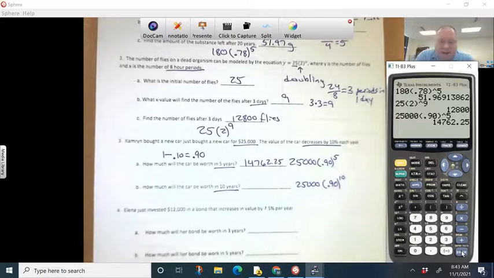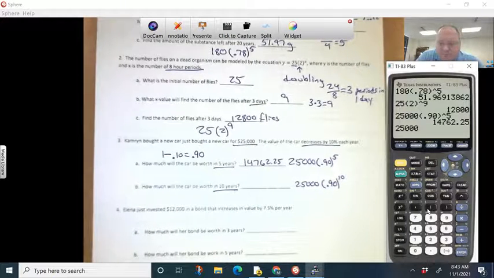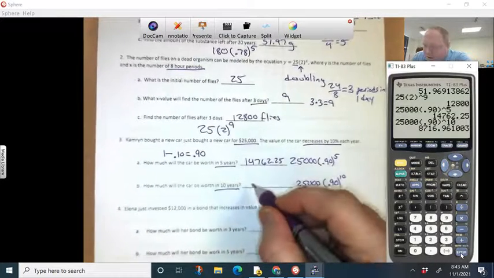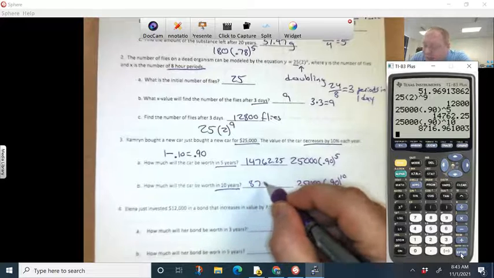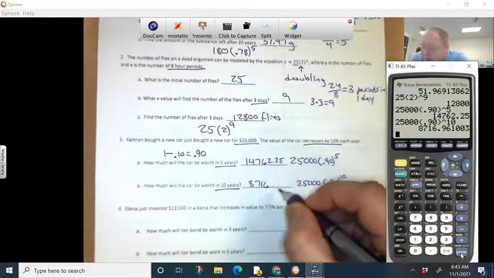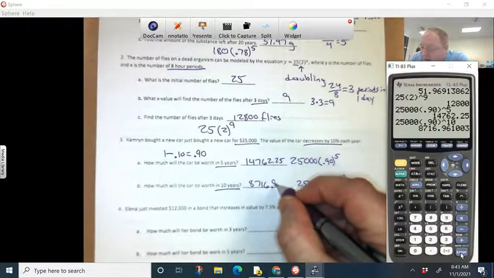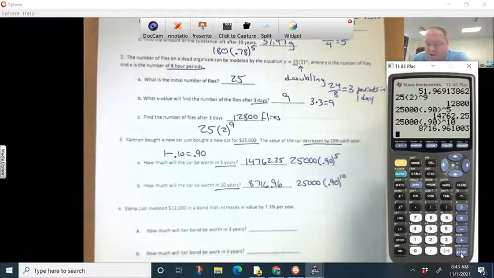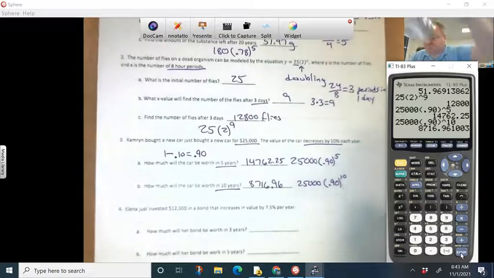But I need to find it again. 0.90, this time to the 10th. So after 10 years, it's down to $8,716.96. Not bad, actually, after 10 years.